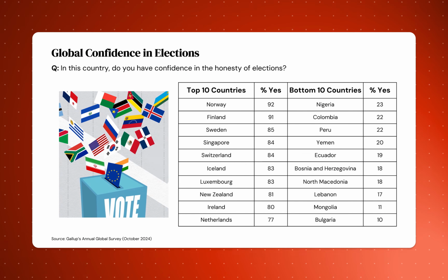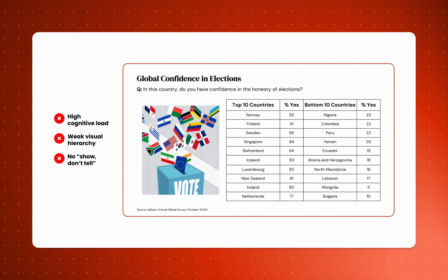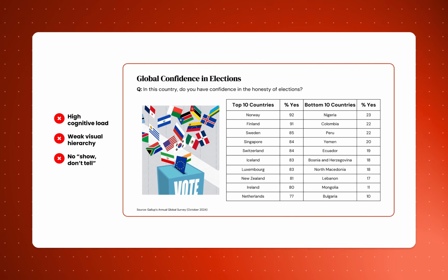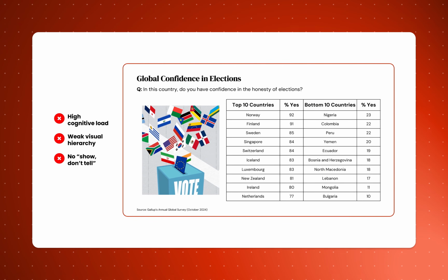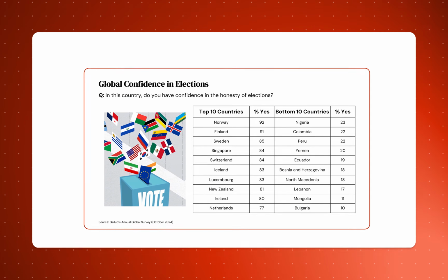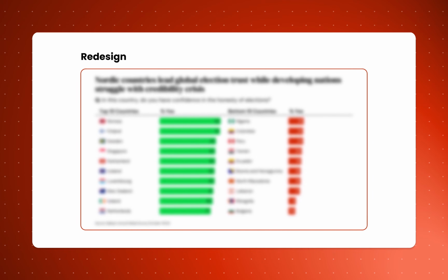Taking a look at this slide, we can see that it falls short in a few key areas. The main one being cognitive overload, as the slide tries to communicate too much information at once with no clear hierarchy or focus. So in today's video, we're going to transform this data dump into a focused visual that's much easier to understand at a glance.